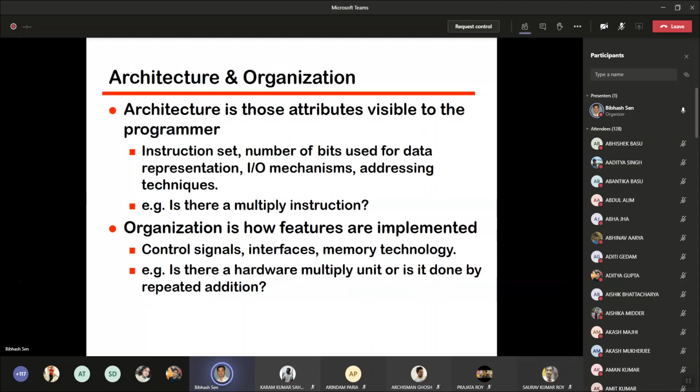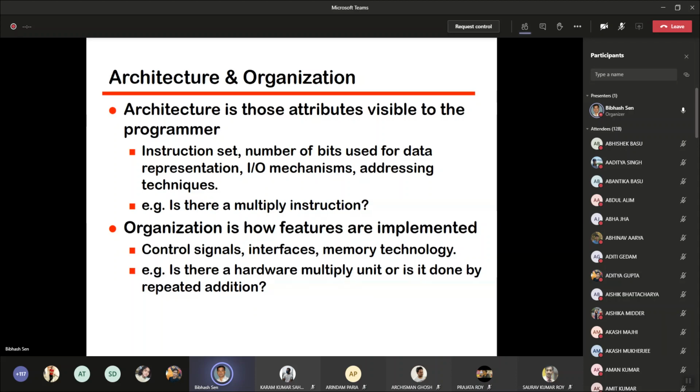Now, architecture is those attributes visible to the programmers. So what is visible to the programmers that I told? Instruction set, number of bits used for data representation, IO mechanism, and addressing techniques. So a question: are there multiply instructions? Is it possible?